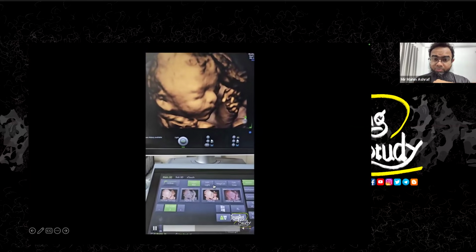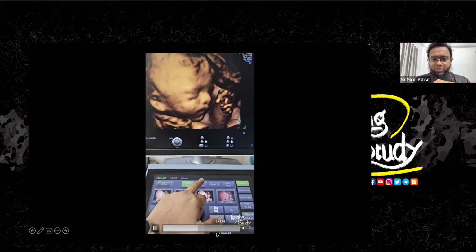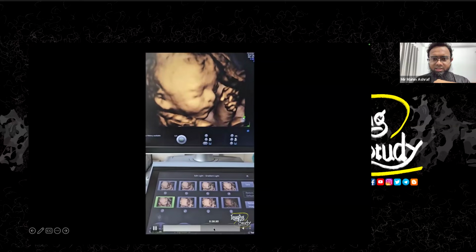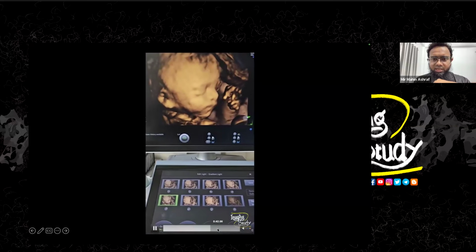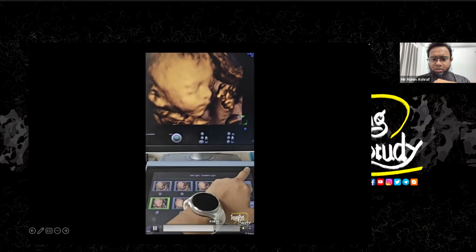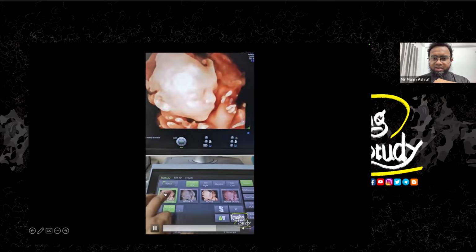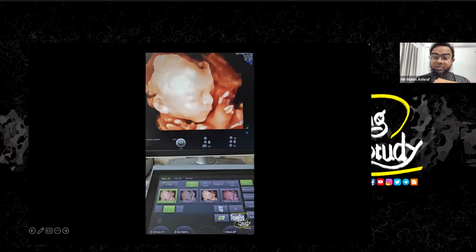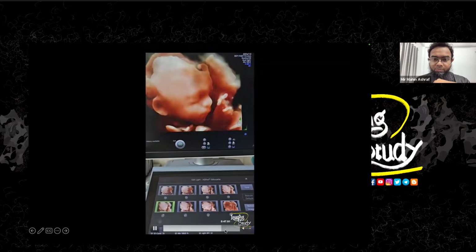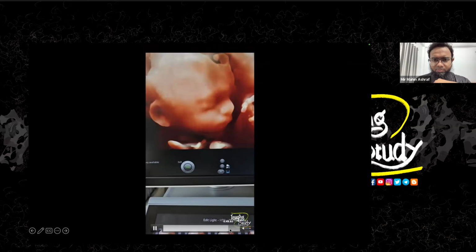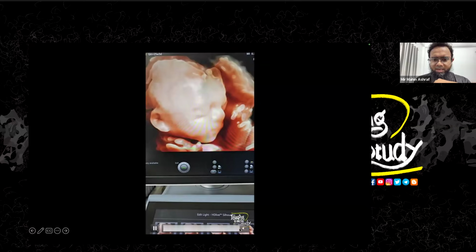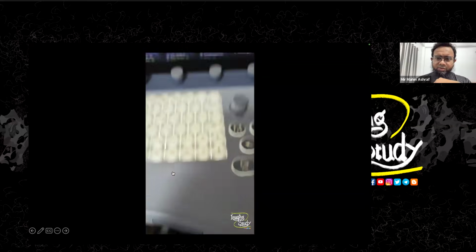So I'm changing the gain also, B gain also. So now you can see a very good picture. So I'm changing the light source. It's giving a very good vibe. You can also change the settings to get the high definition view, and you can see the baby looks now very good. Isn't it a very beautiful picture? So you can magnify a little also to get another view.